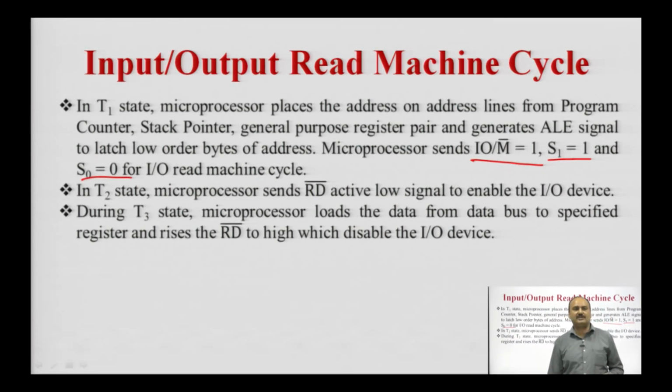In the T2 T state, the microprocessor sends an active low read signal to enable the input output device. During the T3 T state, the microprocessor loads the data from the data bus to the specified register and raises the read signal, that is, it changes the status of the read signal from logic 0 to logic 1 to disable the input output device.